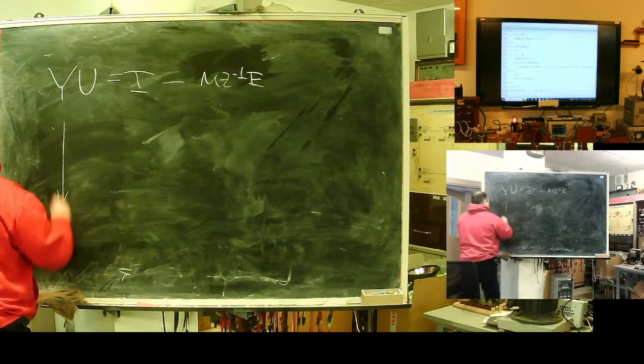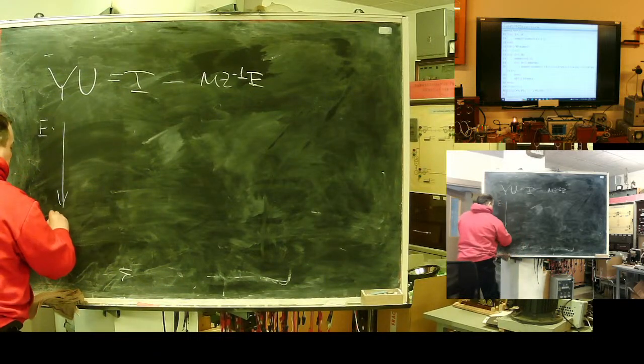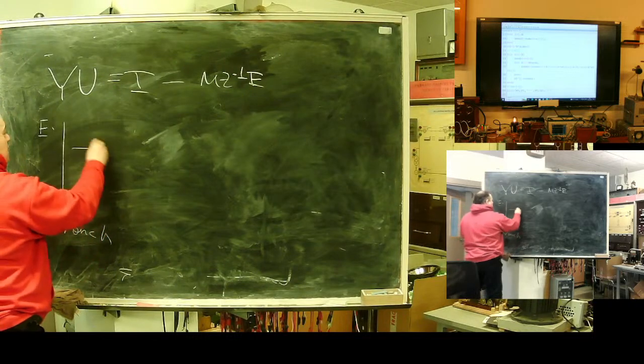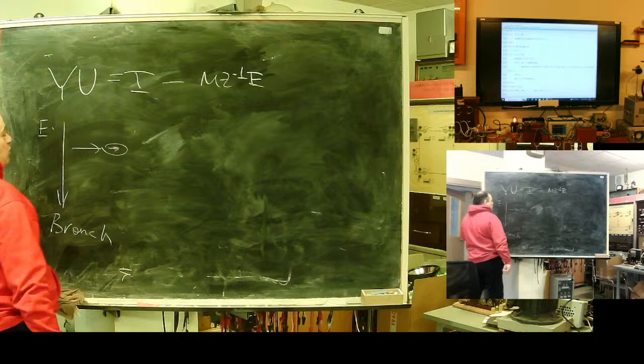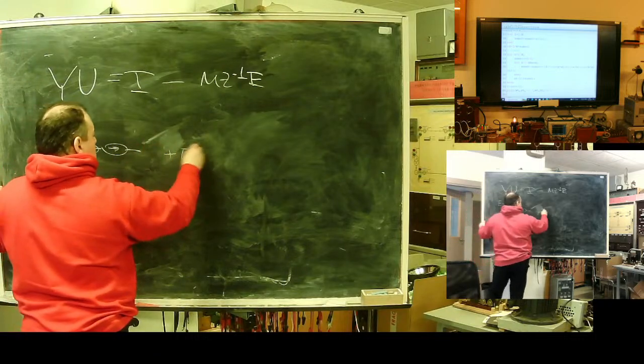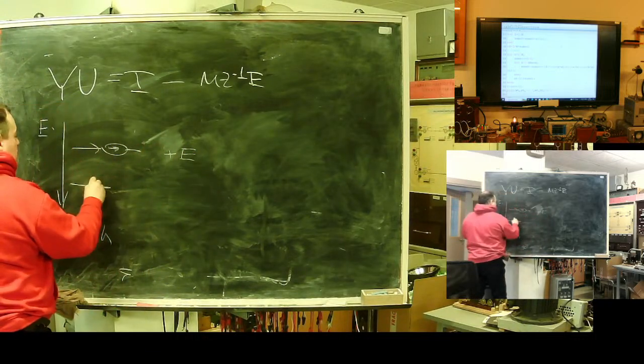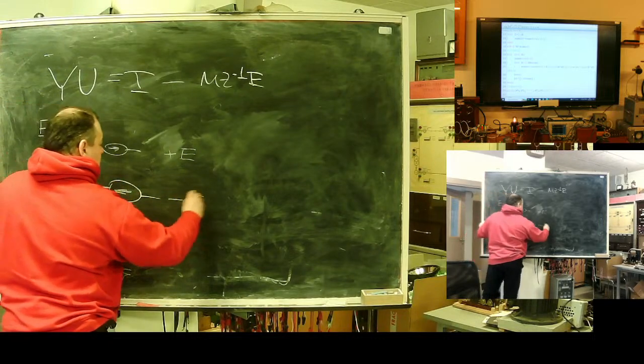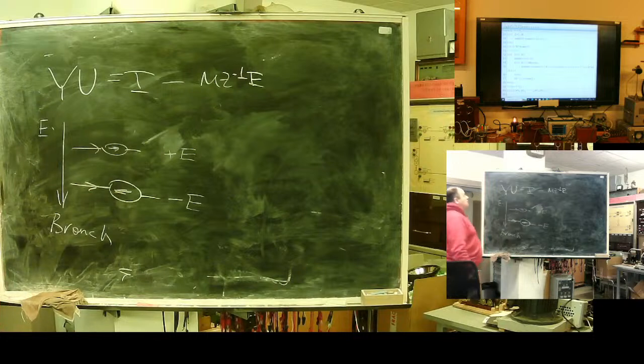EMF factor A is conducted by the branch, and if EMF is co-directed with the branch, I should write it with the plus. If EMF is directed against the branch, I'm writing it with the minus sign. Yeah, what's now?